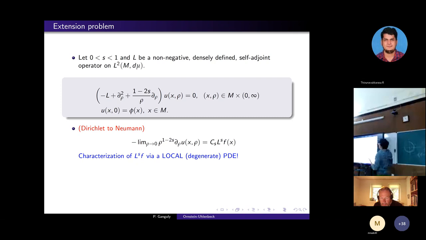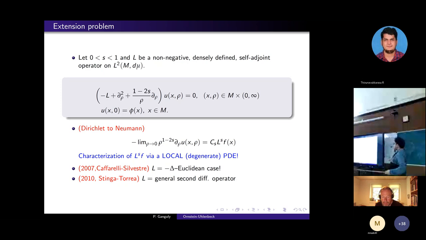Another advantage is that here we are characterizing a non-local operator by a local degenerate PDE. So that will be very helpful in our study. This characterization of a non-local thing by a local thing was first observed by Caffarelli and Silvestre in 2007. Ever since, these problems got a huge hype amongst PDE and harmonic analysis people. Then in 2010, Stinga and Torrea revisited this, considering M to be a general open set of R^n, and proved the result for a general second order differential operator. But if you use this extension problem, you will get the usual fractional power.